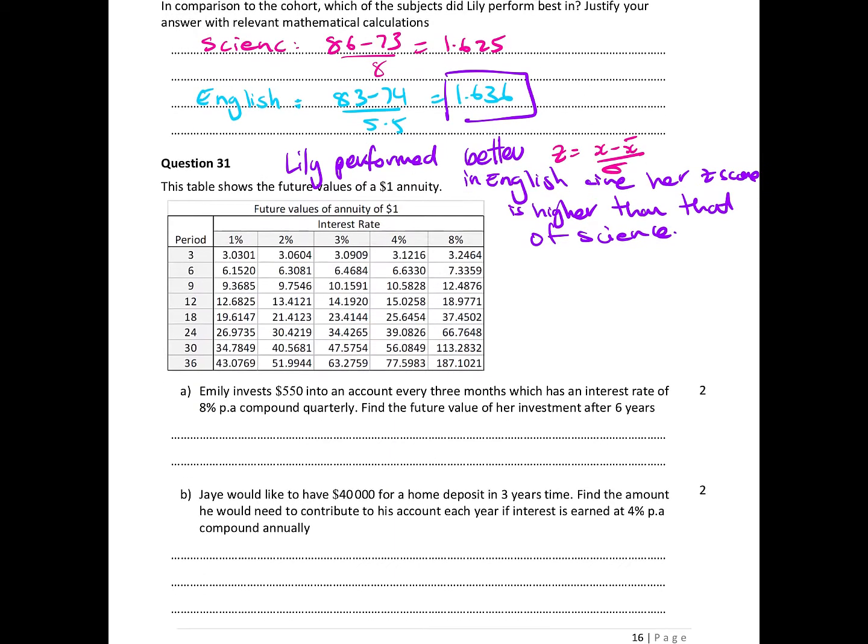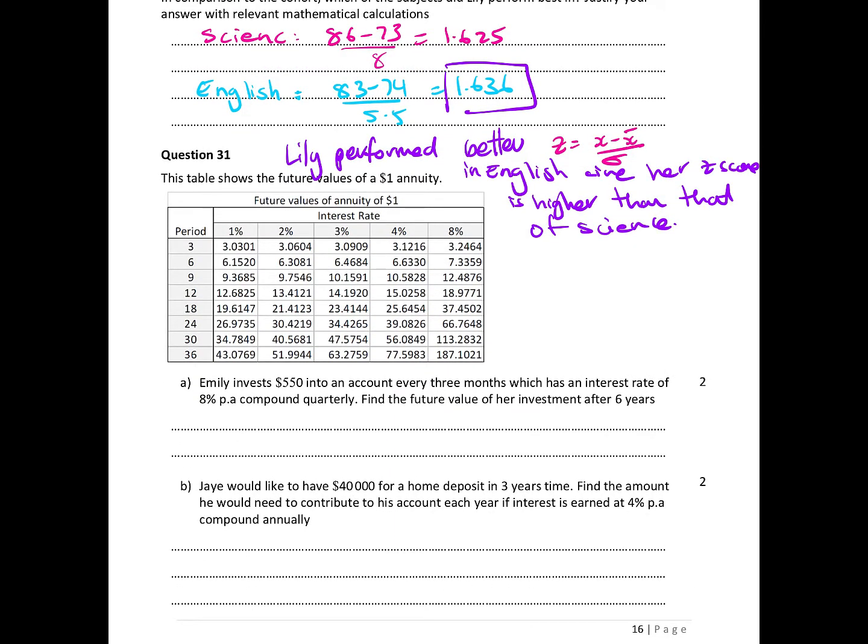Question 31. I've got another annuity question. This table shows the future value of a $1 annuity. The question before, the table was determining what our repayments are. This one is now telling me what my future value is of an annuity. Remember, an annuity means regular contributions are made. Emily invests $550 into an account every 3 months, which has an interest rate of 8% per annum compounded quarterly. Find the future value of her investment after 6 years.